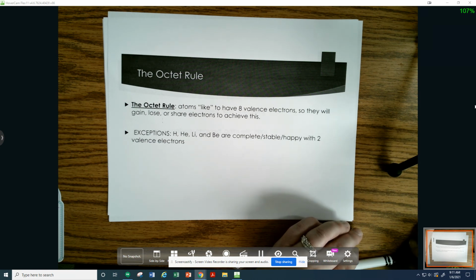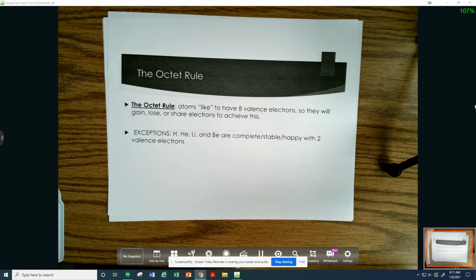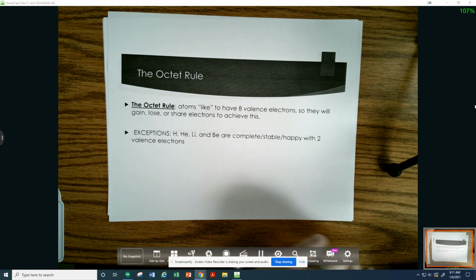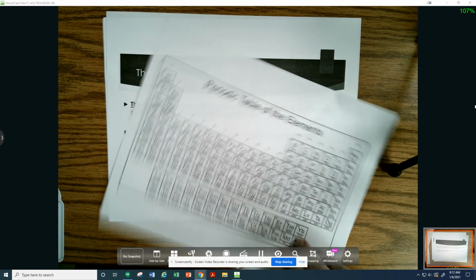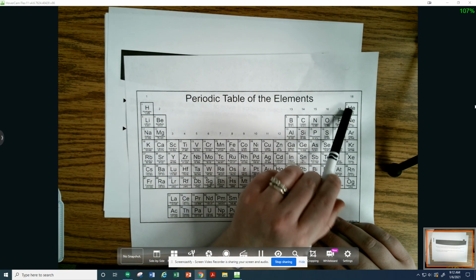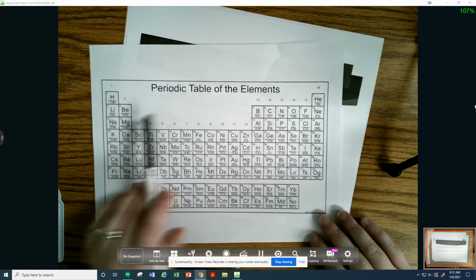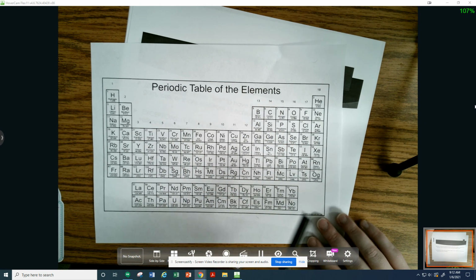There are some exceptions. The first 2 elements in the first period, hydrogen and helium, only have the first 1s orbital, so they don't follow the octet rule. They follow what's called the duet rule, meaning they want 2 valence electrons. Lithium and beryllium, if you look at your periodic table, are found very early on, so it's easier for them to lose electrons to become like helium, and they also follow the duet rule. So everything past atomic number 4, so 5 through 118, is going to want an octet.